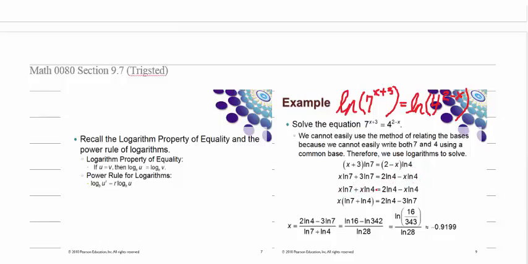and we add x log 4 to both sides of the equation so that we get terms that have x in them on one side, and terms that don't have x in them on the other side of the equation.